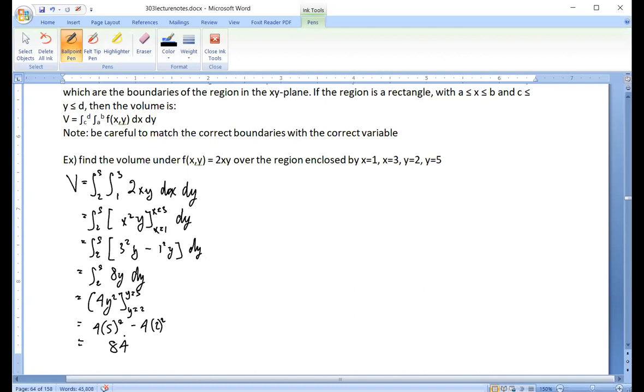I always like to use units here to indicate what I found. This was a volume. So, for example, the units could be meters cubed.